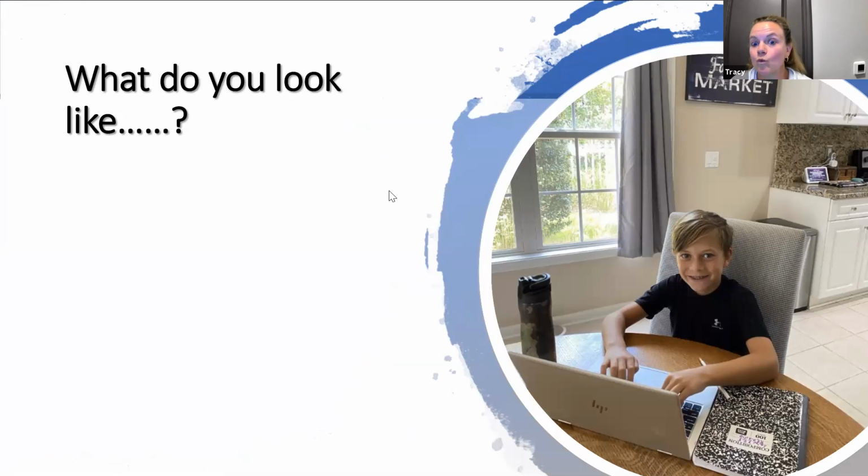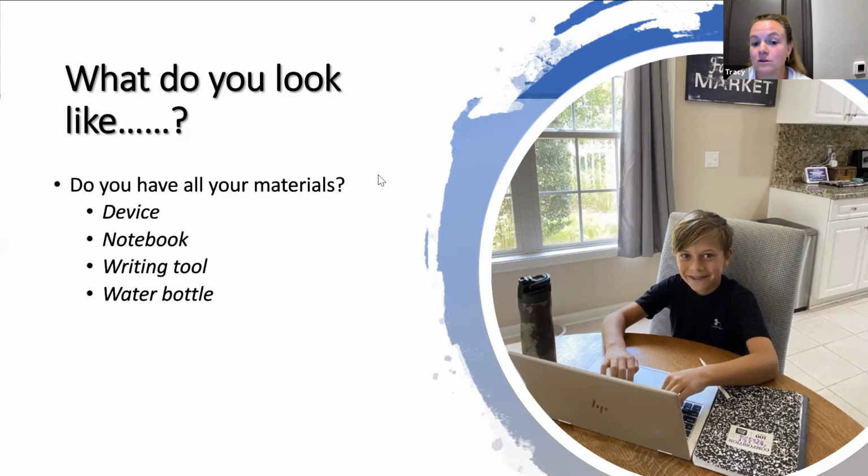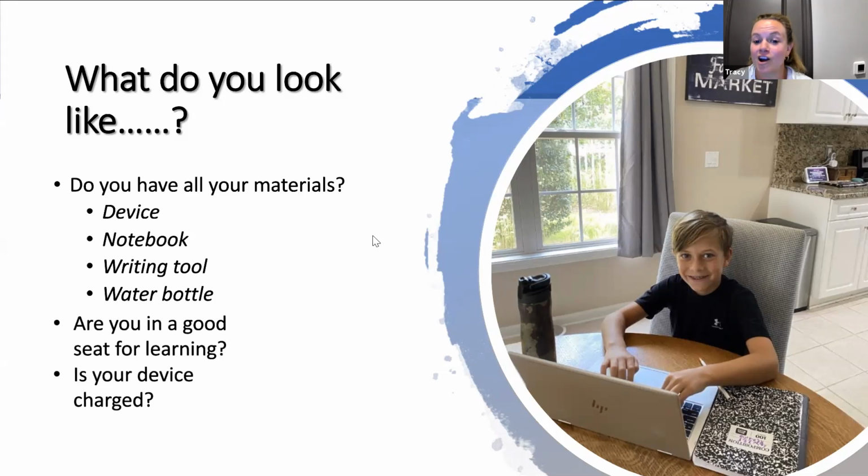So when you ask them, what do you look like when you're ready for school, you can start to cue them about, do you have all your materials? And are you in a good seat for learning? Or is your device charged? Or whatever else is needed. That may also be thinking about things like, are you dressed? Is your hair brushed? Are your teeth brushed? What do you look like when you're ready for school should trigger a picture in their head.